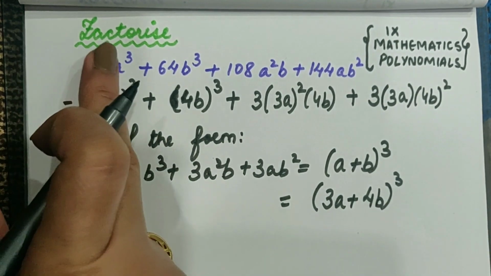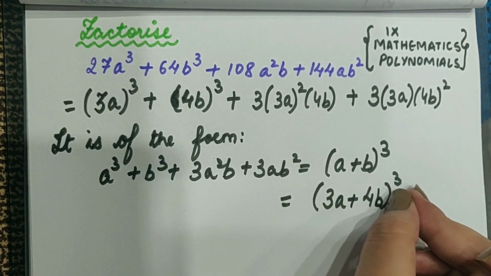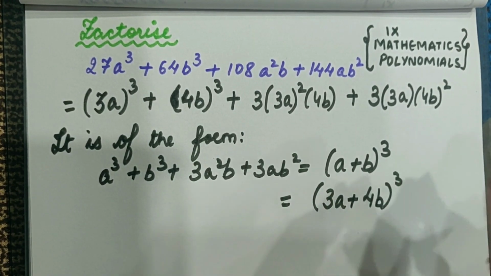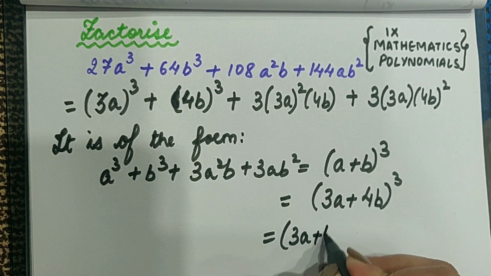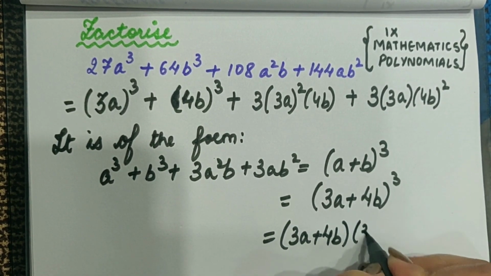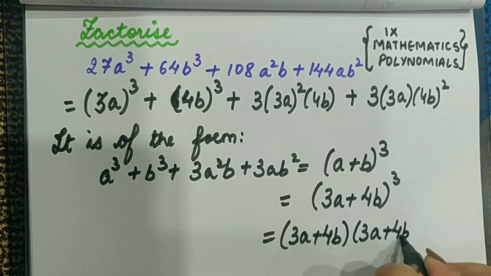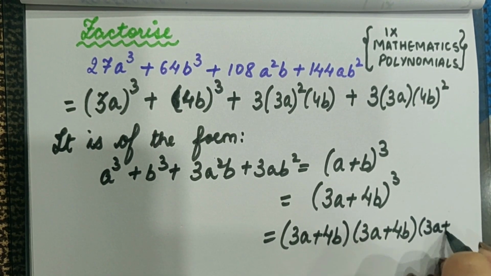Now the question says factorize. We cannot leave this in the form of a whole cube. We have to solve it further and write it in the form of its factors. So write it thrice. This is the answer.